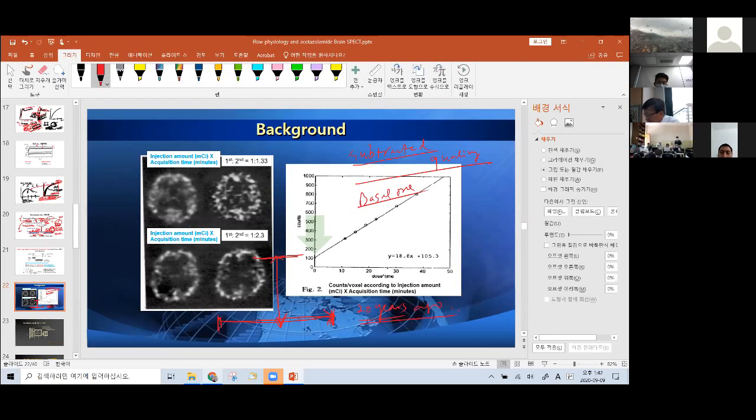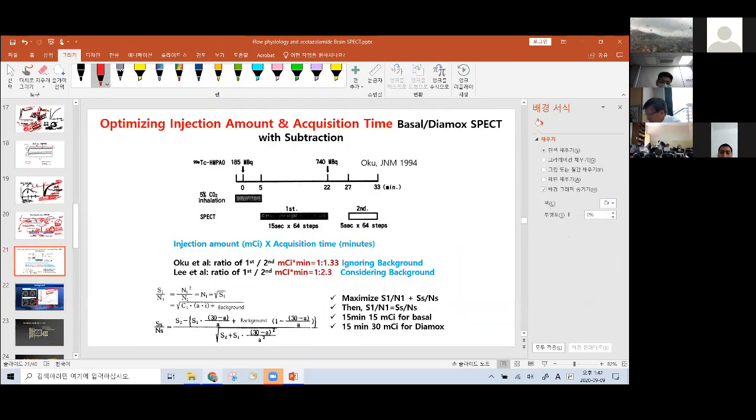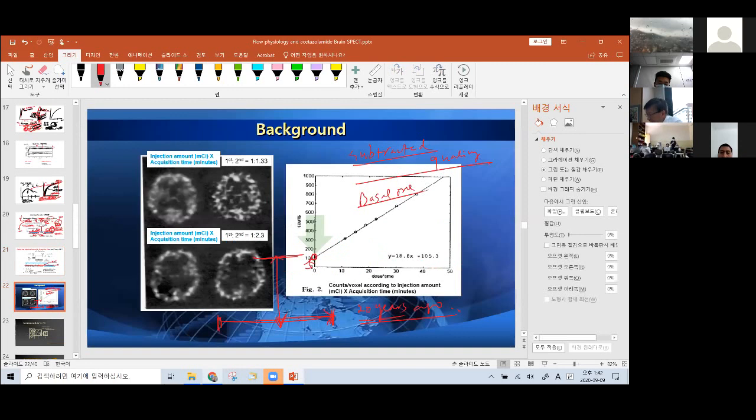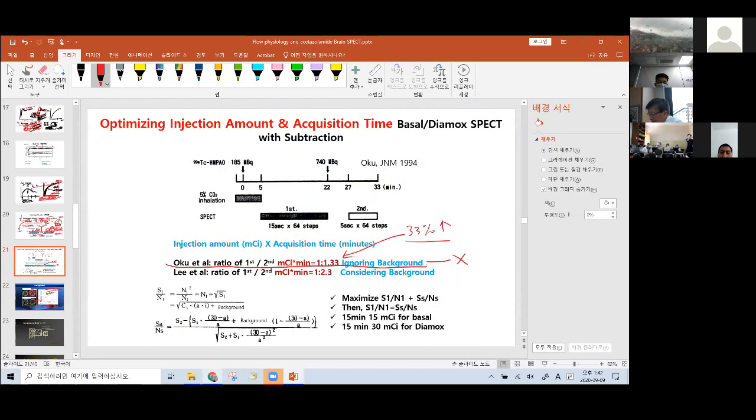And we needed to find how much amount to inject. These Japanese researchers recommended the second injection be 33% higher. We did, but the second image was so fragmented. So we did our own simulation study, and finally found that, because of this background, we need to inject a much larger amount. So finally, we do inject a larger amount or longer.